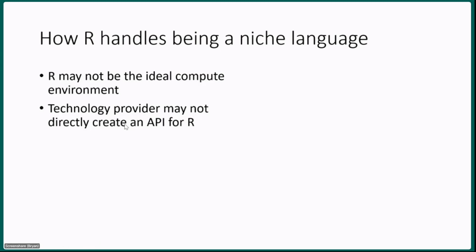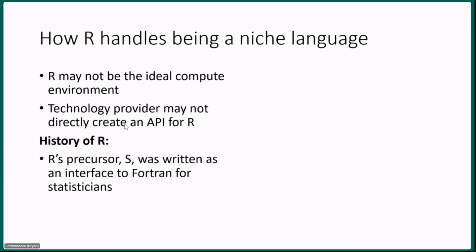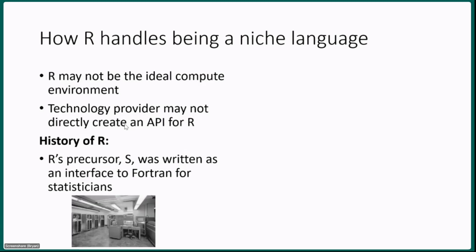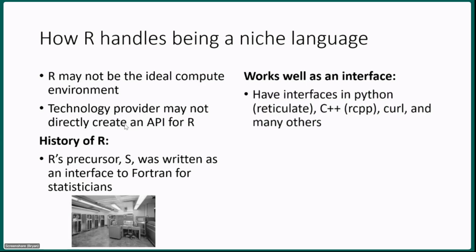So to understand how R handles this, or how some of the main package developers handle this, it's helpful to know a little about the history of R. R's precursor S was actually written as an interface to Fortran for use by statisticians. Because of this, the way it's written is it works really well as an interface, and it's really easy to create interfaces into other languages or other systems. So there's some really great packages. Reticulate is a package that allows you to run Python processes directly within R. RCPP, curl, there's some packages for running Stan. There's a bunch of other languages that you can use R as an interface to running those pieces.